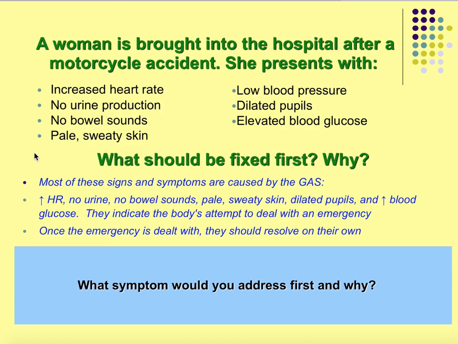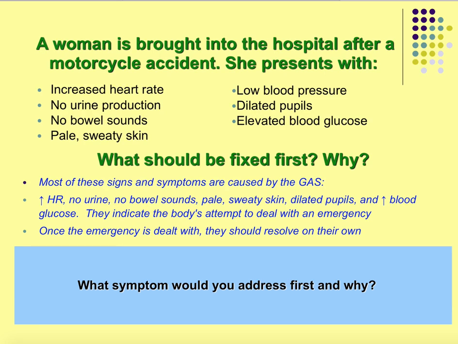All right, so here's the scenario. A woman is brought into the hospital after a motorcycle accident, and she presents with the following. She has increased heart rate, no urine is being produced, no bowel sounds are being detected. She's pale, she has sweaty skin, low blood pressure, dilated pupils, and elevated blood glucose. Looking at her signs and symptoms, what should be fixed first and why?